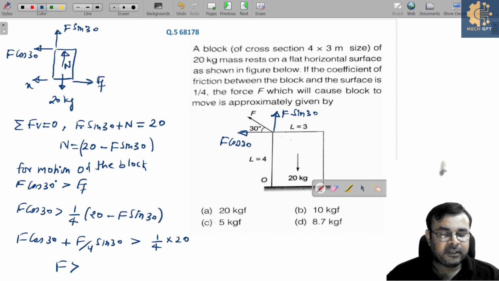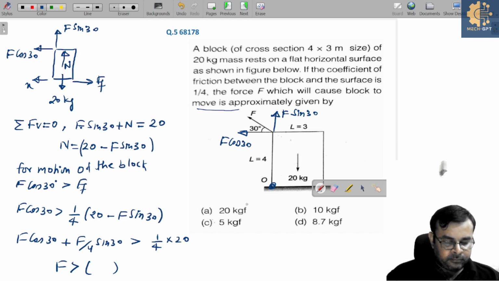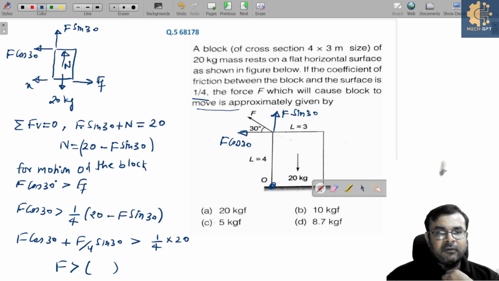you can solve it, and along with this you can also calculate moment about O. Yes or no? If the coefficient of friction between the block and the surface is 1 by 4, the force F which will cause block to move is approximately given by, correct? So you need to calculate force F.